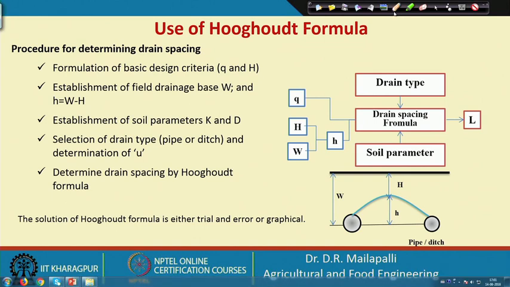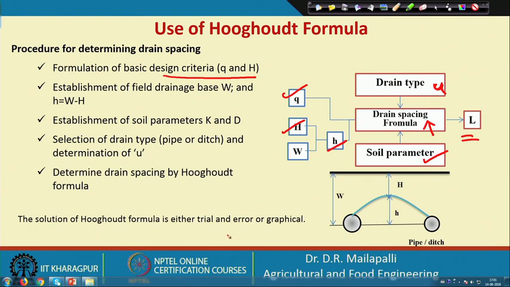So, using the Hooghoudt formula, the process for determining drain spacing: as already explained, the first thing is formulation of the basic design criteria, Q and H. Then you find small h and soil parameters like K and D. For the pipe and envelope, you select the drain type and get U. Then use the Hooghoudt equation and find the L value.